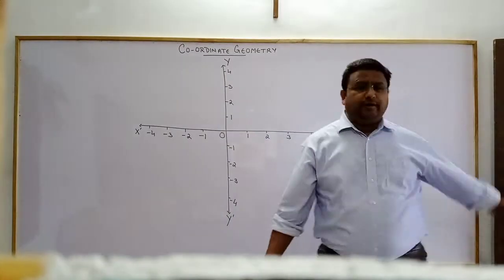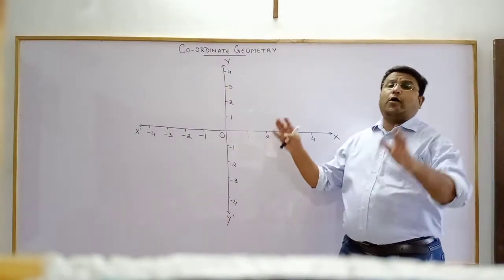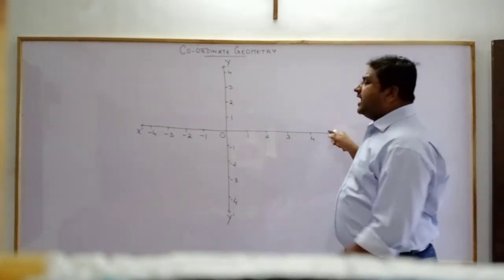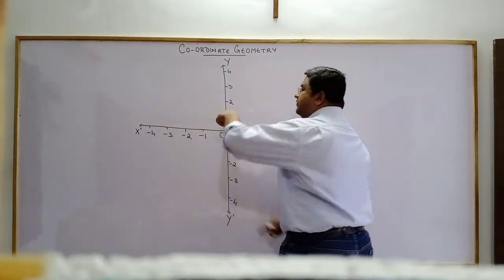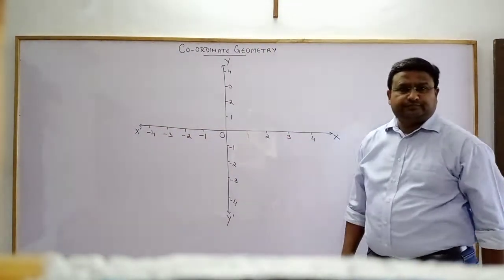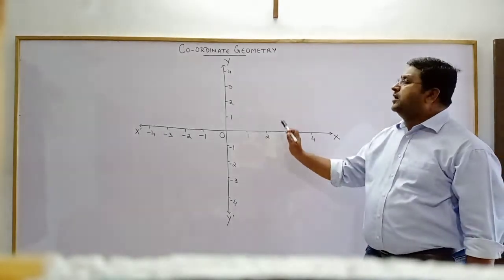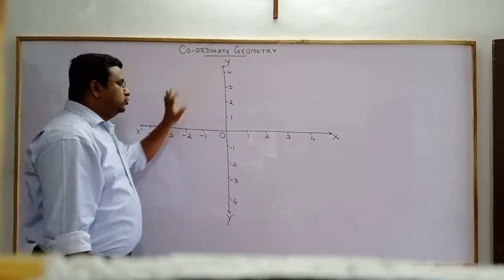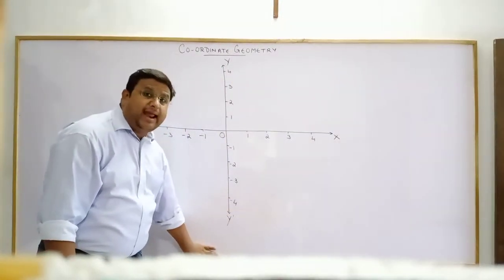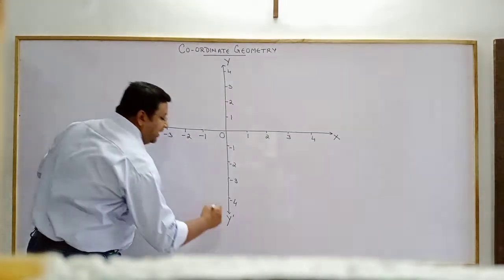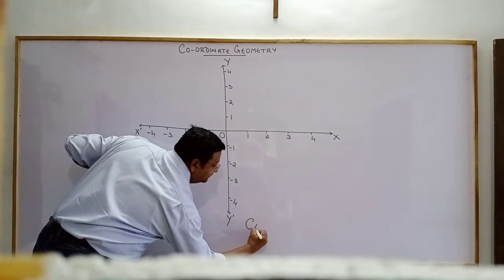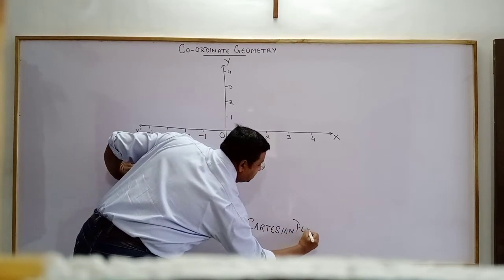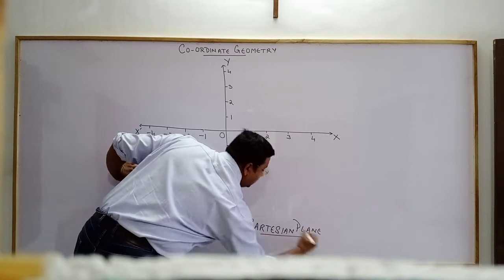Can you see this whiteboard? This whiteboard is divided into 4 parts by 2 lines, one vertical and one horizontal. We can extend this horizontal line as much as we want, and the vertical line as much as we want. These 2 lines divide this complete plane into 4 parts: 1, 2, 3, 4. And this plane is called the Cartesian plane.